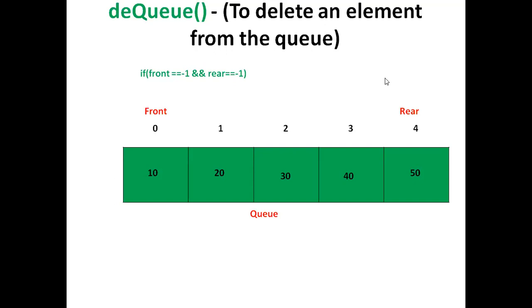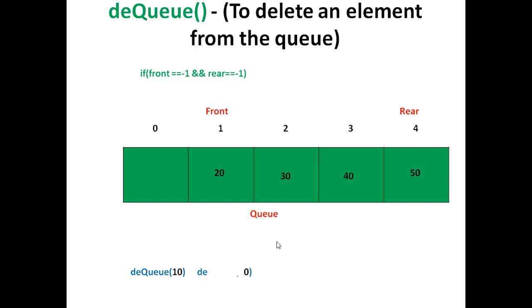Now check the condition. Front value. What is the front value? 0. 0 equal to -1? False. 4 equal to -1? False. Means elements are there in a queue. Now delete front value. So we are applying DQ operation here. That is DQ of 10. I want to delete 10 element here. So 10 is deleted. Now front is incremented by 1. Means after deleting the 0 index value, only 20 is the first. So increment the front value by 1. That is, front is indicating index 1.